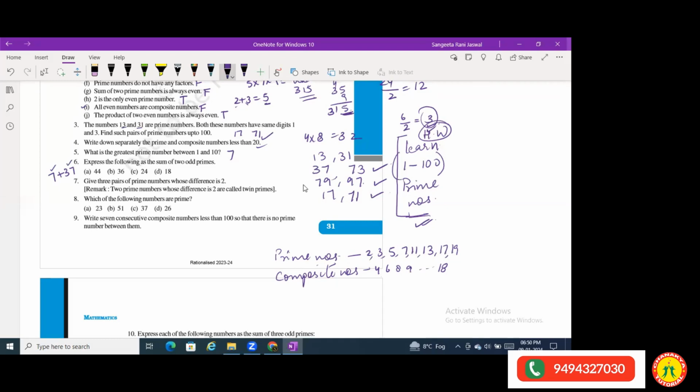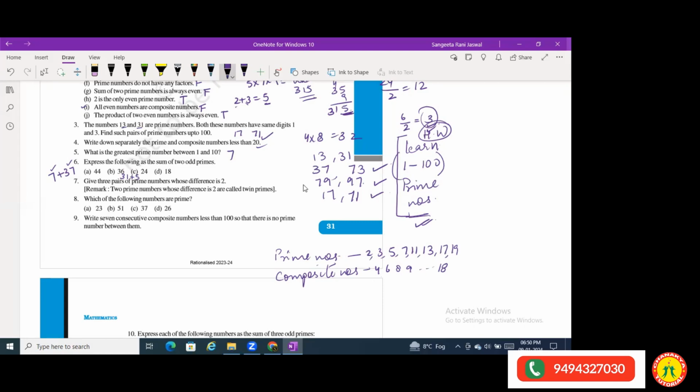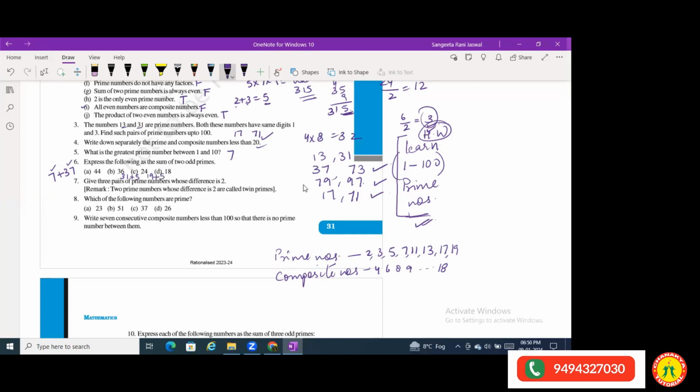Yes. Then next is 36. Make the combination of this. If I add 31 plus 5, yes, 31 plus 5 will give me 36. Now make for 24. Ma'am, 11 plus 13. First find the nearest prime number for this. Ma'am, 19. Then can you add something with 19? Ma'am, 5. 19 plus 5. 5 is also prime. Yes, that's nice.